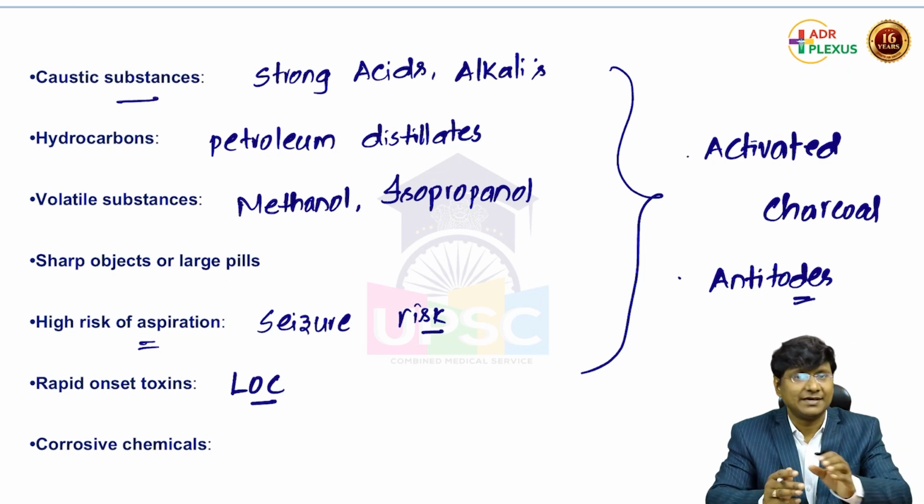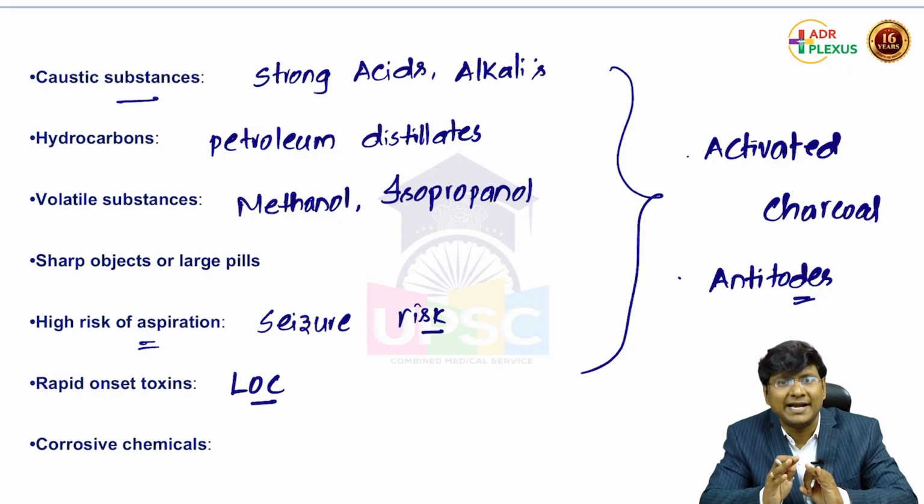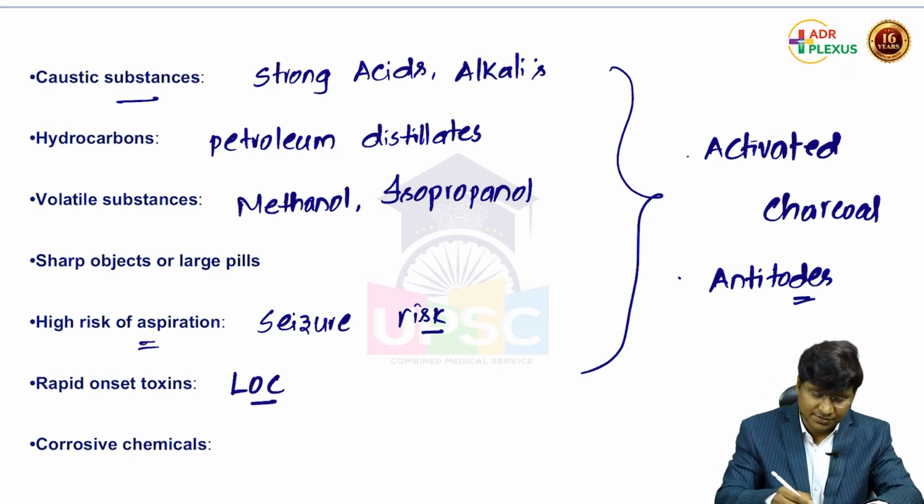Then you take the caustic substances, that is strong acids as well as the alkalis. These acids cause severe burns, they cause perforation within the esophagus as well as the stomach. When you do lavage with a strong acid, this will further worsen the injuries. The same way is with alkalis. Alkalis can cause severe tissue damage as well as burns, and lavage can lead to perforation and increased tissue damage. So that is about the caustic substances.